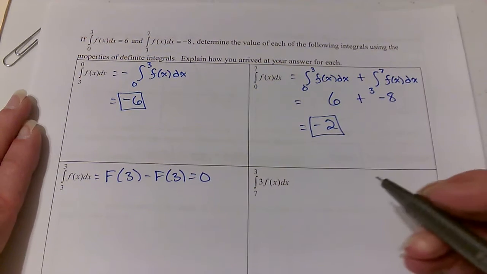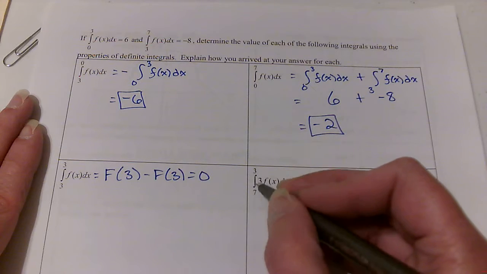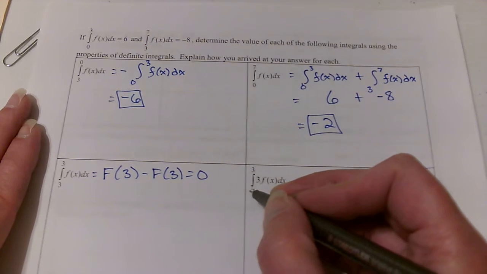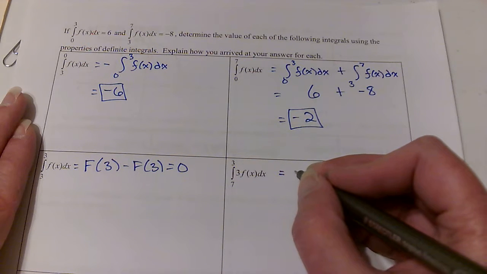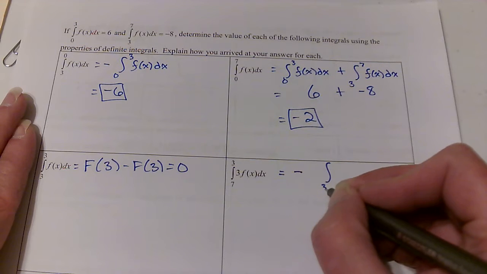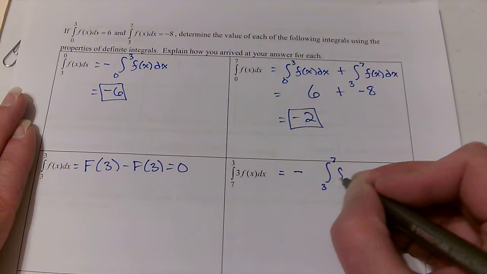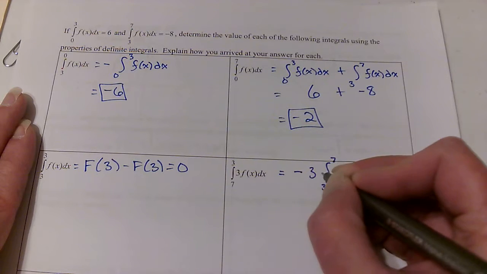Ooh, this one's good. We got a 3 being multiplied, and the 3 and the 7 are flipped. So it's going to be negative the integral from 3 to 7 times 3.